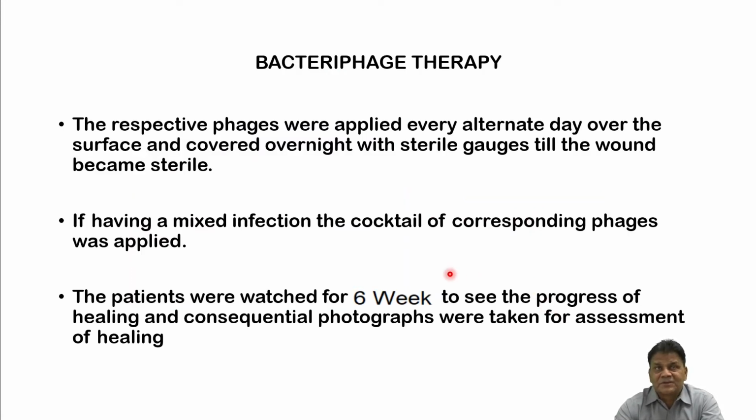So what is bacteriophage therapy? The respective phages were applied every alternate day over the surface and covered overnight with sterile gauze till the wound became sterile. So usually 7 to 8 applications are sufficient, and then we follow that the surface remains sterile. If any other bacteria comes, then we isolate the another phages for that bacteria. The bacteria is different, and then we give the therapy. But usually if it is once cured and the wound is kept in a proper way, so there is no another infection.